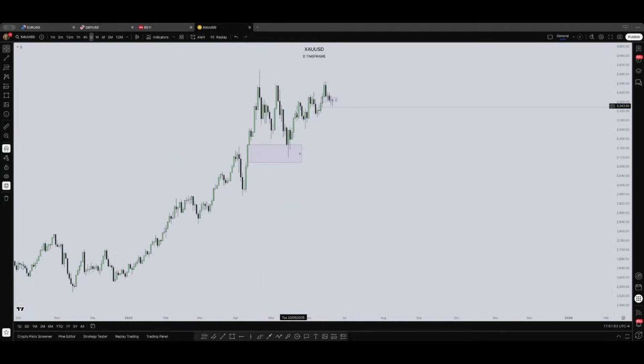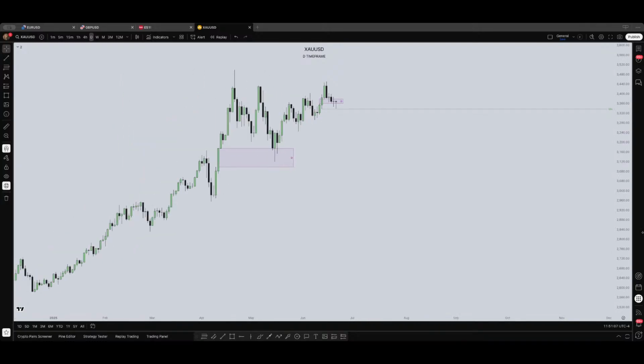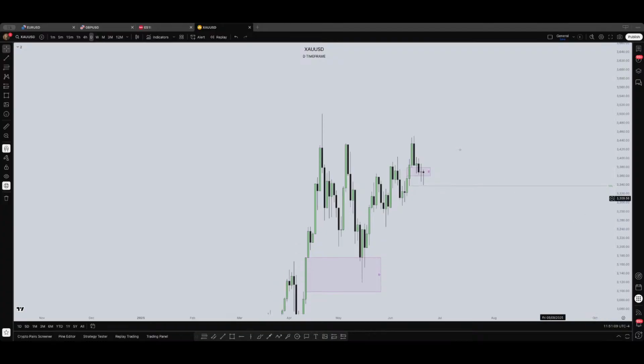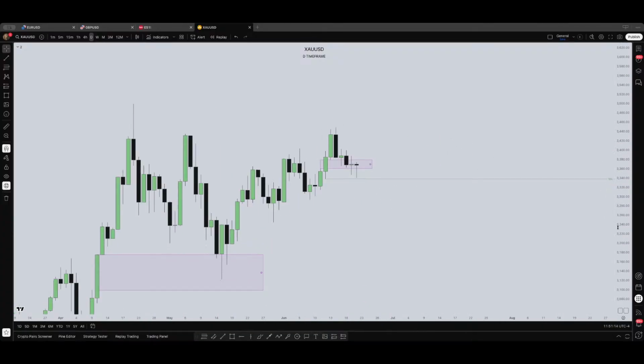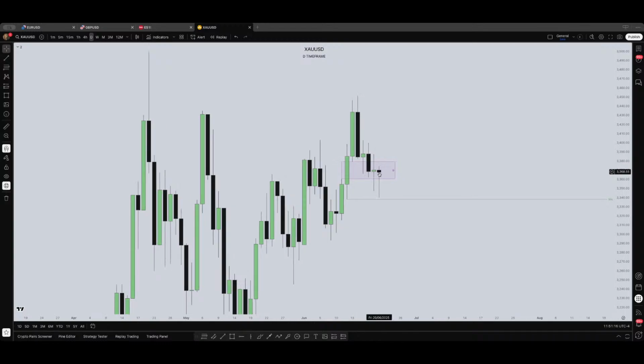To be honest, gold could possibly just continue higher because of how geopolitical events are going. You can see how these daily fair value gaps are holding price. Just wicks are making damage.